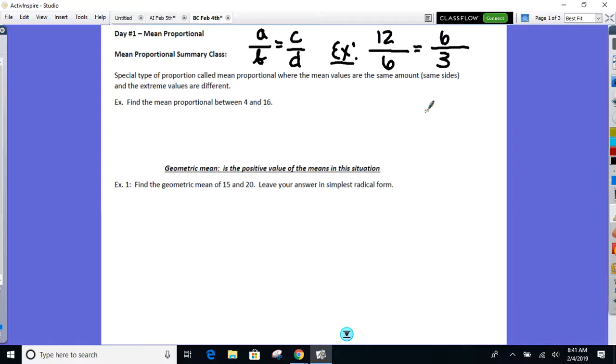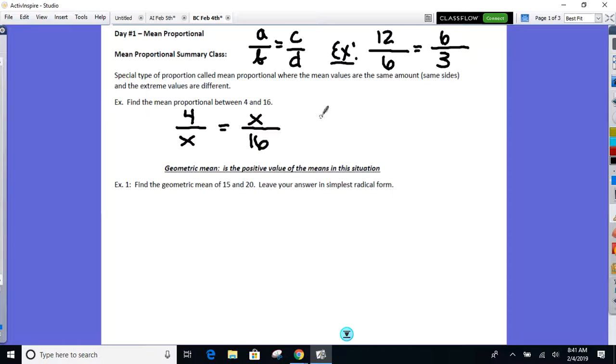All right, so my first example here real quick. Find the mean proportional when my extremes are 4 and 16. So I'm looking for the means. So what's a good idea here to put for the means? X and X, they're both the same. And what are the 4 and the 16 actually acting as? Those are my extremes. The means are always equal in a mean proportional.